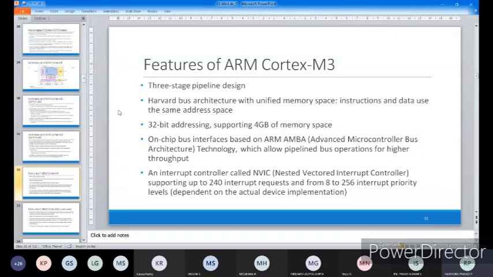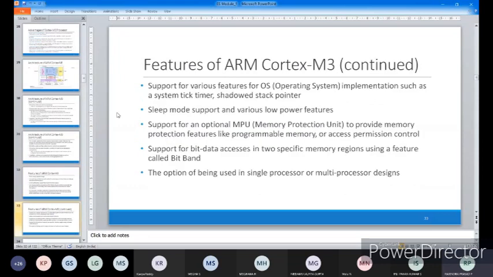So interrupt is a thing which is there, right? Obviously we have to cope with this interrupt and we need to provide this service. Otherwise what happens? The complete system will break down. This is one of the features of this ARM. These things are not provided in the microcontroller or microprocessor. It supports various features for OS implementations, such as a system tick timer and shadowed stack pointer.